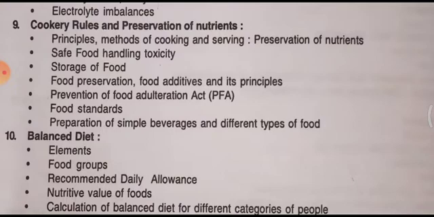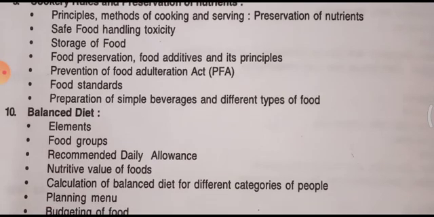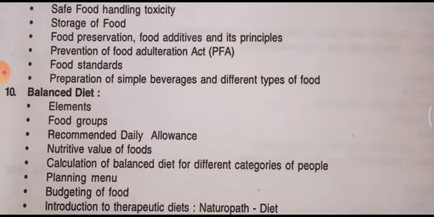and how food additives, how we can increase the status of food by adding additives, that is going to be studied in food additives. Prevention of Food Adulteration Act, how we are going to control food adulteration, how to detect food adulteration, and how we can get standard foods or good foods, that is discussed in food standards.